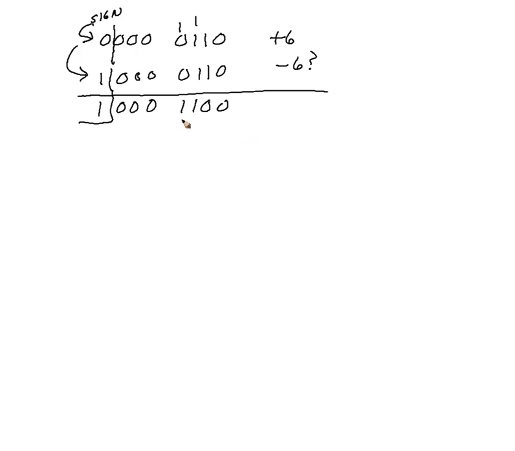Well, now looking at this, I've got an 8 here and a 4 here. That's a 12. Hey, we might be onto something. Until I realize, oh no, there's a negative. That's negative 12. So this obviously doesn't work, because if I add positive 6 and negative 6, I ought to get 0. So the answer is in what is called 2's complement.